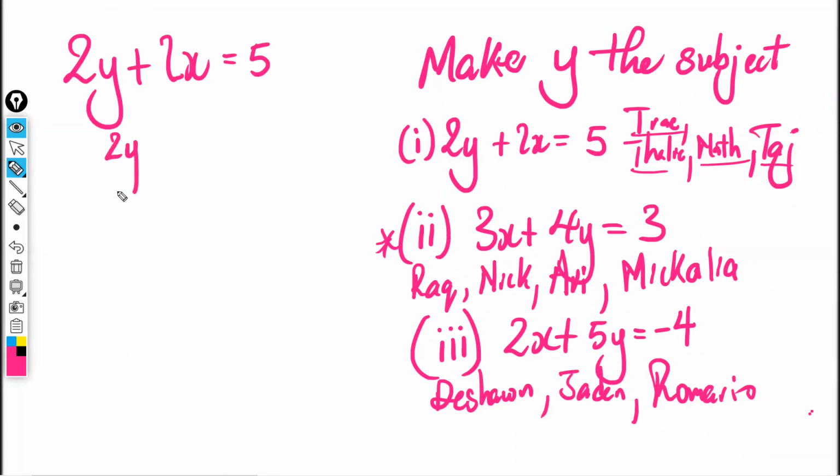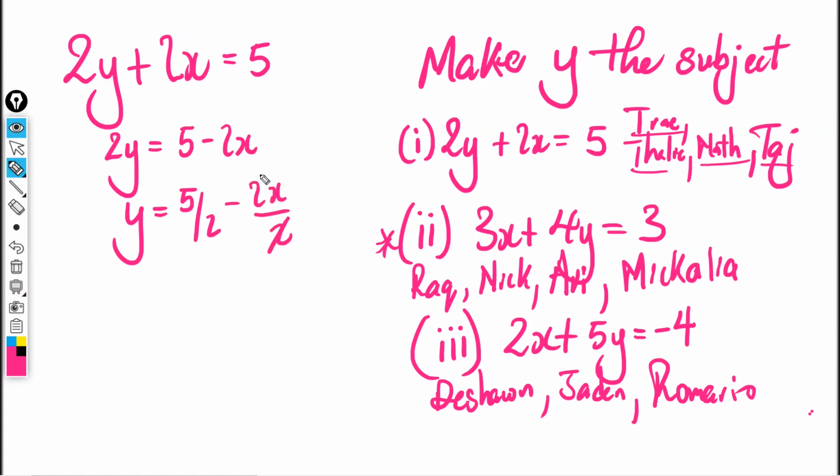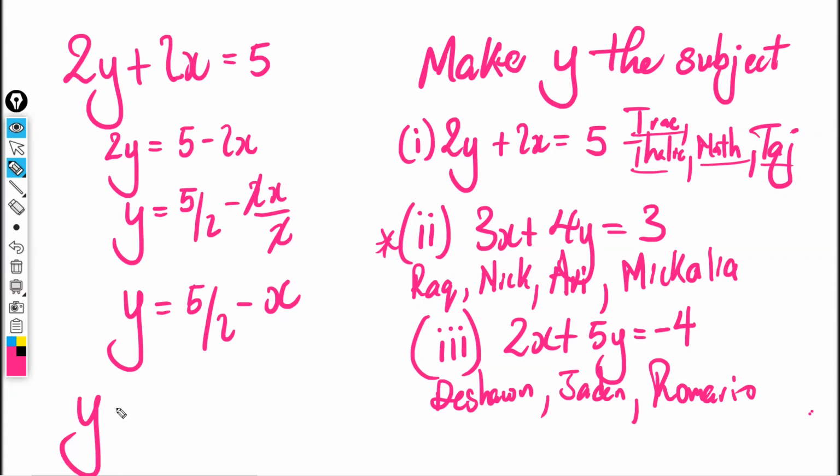So we're gonna get 2y is equal to 5 minus 2x, and then we're going to get y is equal to 5 over 2 minus 2x over 2. But clearly these two will cancel, so I'm gonna get y is equal to 5 over 2 minus x. Why did I ask you this, guys? I actually asked you this because this is putting the equation into the form y is equal to mx plus c.